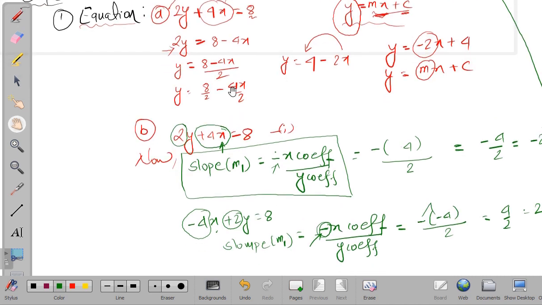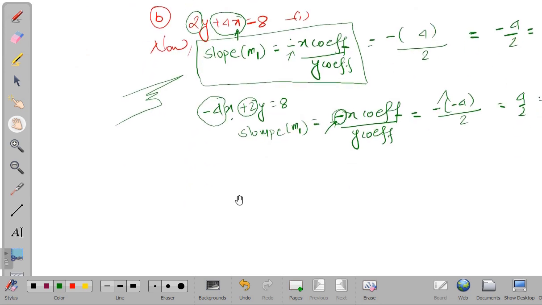Now this was one method. When the equation is given, this is how we find the slope. Whatever you feel is easy, you can use. Either you use this method or you use the other method, that is totally up to you. Whichever you feel is easy, you can use that one, okay. Now let us move to the other part.